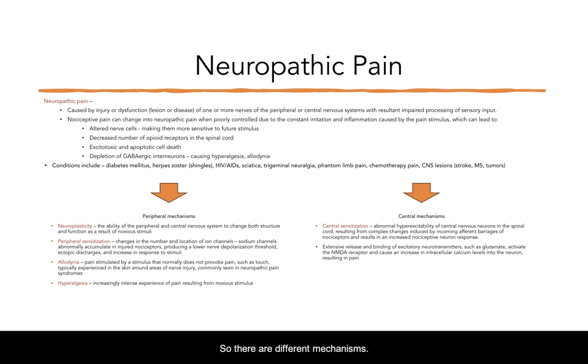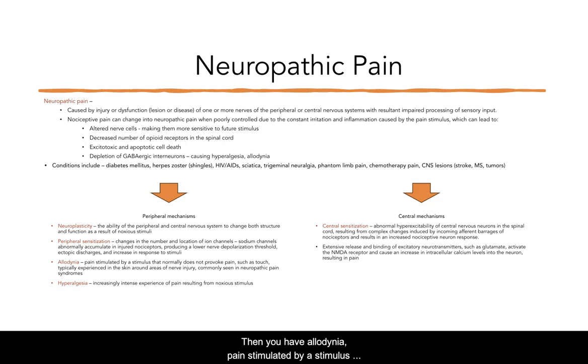So there are different mechanisms. One, you have the peripheral mechanism. It's the ability, for example, neuroplasticity, the ability of the peripheral and central nervous system to change both structure and function as a result of noxious stimuli. Then you have peripheral sensitization. It's the change of the number and location of the ion channels, sodium channels, that accumulate in the injured nociceptors. This produces a lower nerve depolarization threshold and increases response to stimuli.